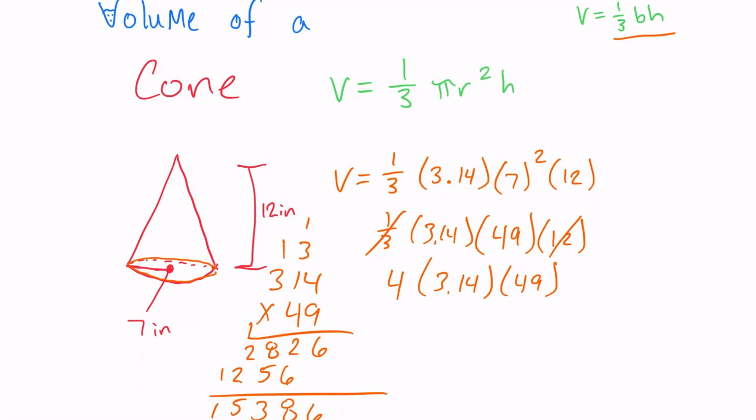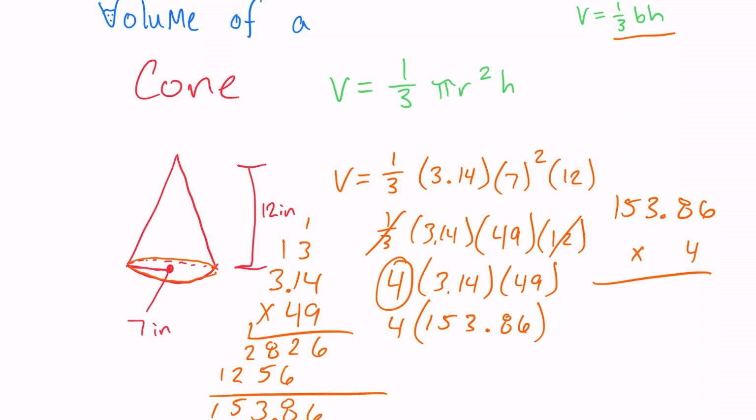15386. Don't forget to move that decimal because this is 3.14. So it should be 153.86. But we are not finished. Recall, we still have not multiplied by that 4 value here yet on the left. So let's multiply our final value, 153.86, and let's go ahead and multiply that by 4.